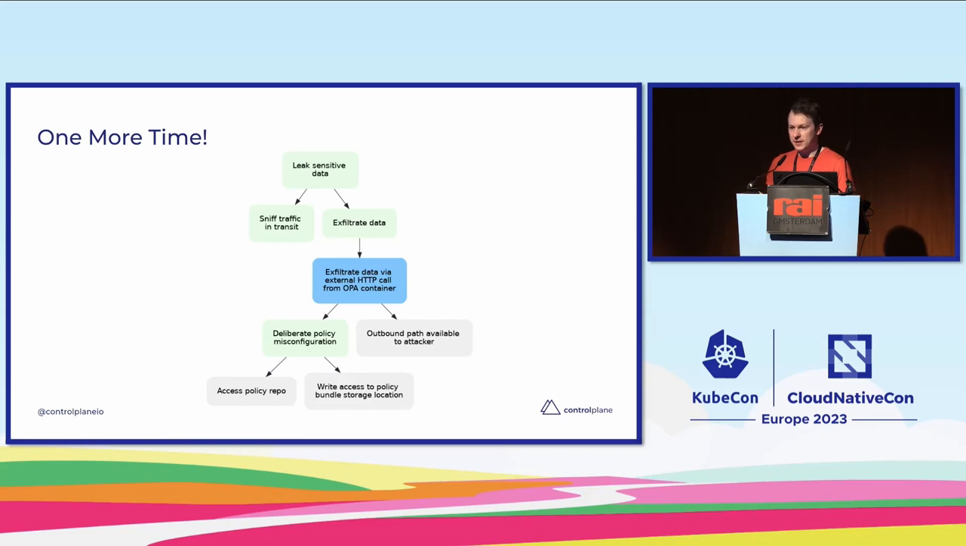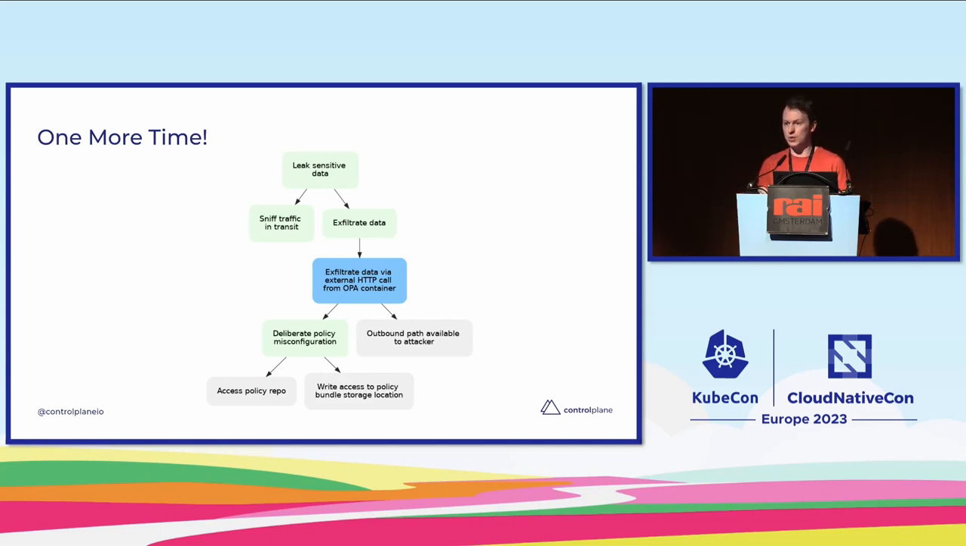What would they need to be able to deliberately misconfigure the policy? They would either need to be able to change the code, so they would need to get unauthorized access to the policy repo, somehow merge their code. We can imagine quite a few controls in that space. So let's think about another way they could do it. They might just have misconfigured write access to the bundle storage location. In this case, it's just an S3 bucket. Why would they have write access to this?